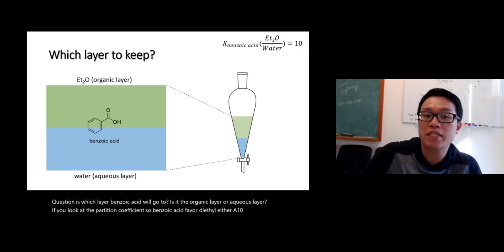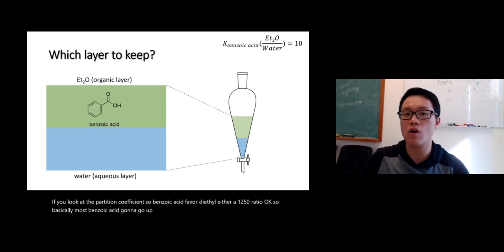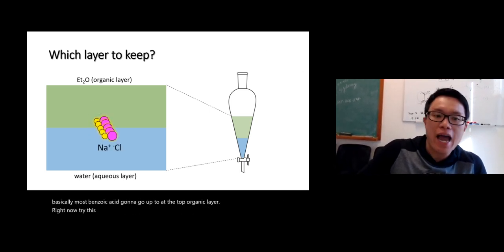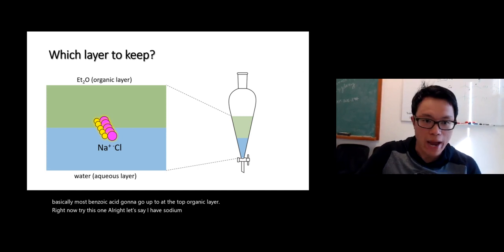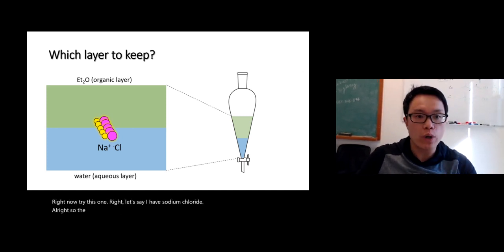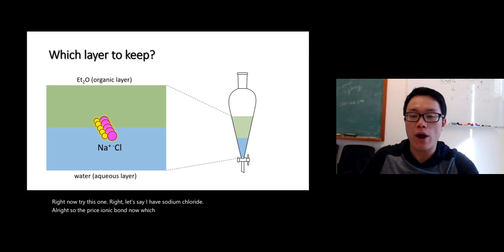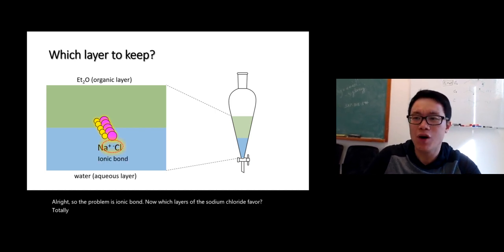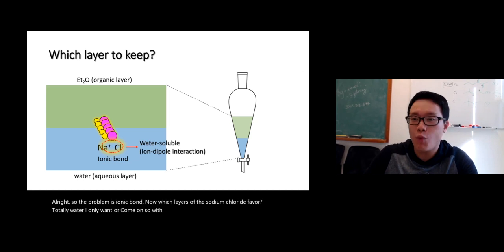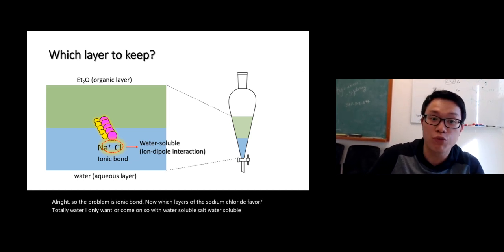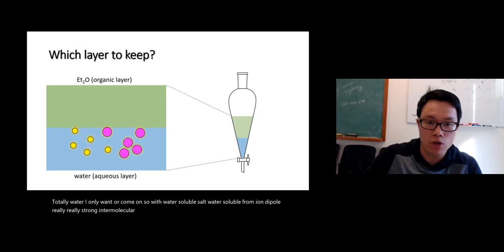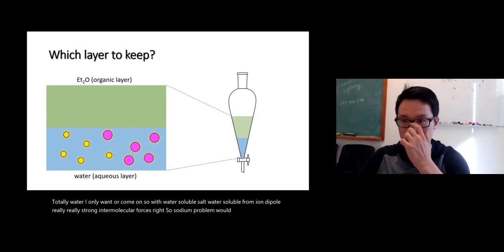Okay, so most benzoic acid is going to go up to the top, organic layer. All right, now try this one. Let's say I have sodium chloride. Sodium chloride is an ionic bond. Now, which layer does sodium chloride favor? Totally water. Ionic bond, oh come on. It is water soluble because of ion-dipole interactions, really strong intermolecular forces. So sodium chloride will go to the bottom, the water layer.